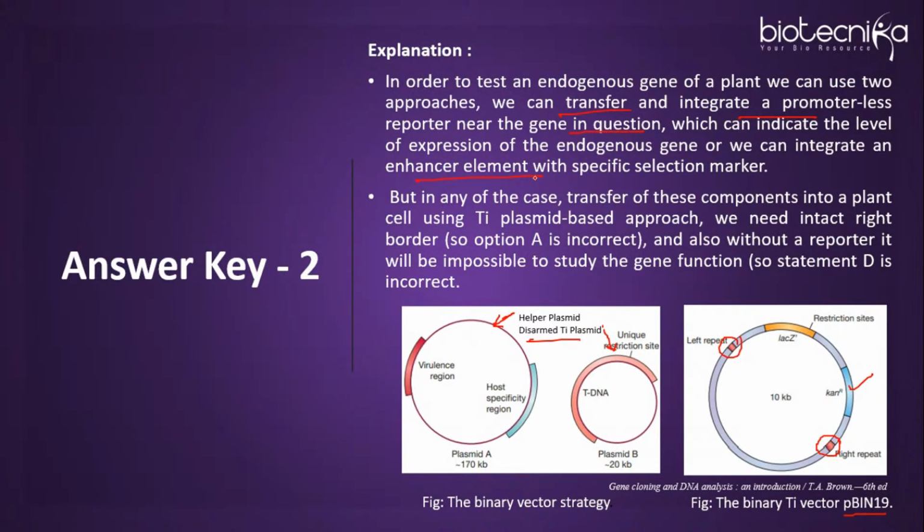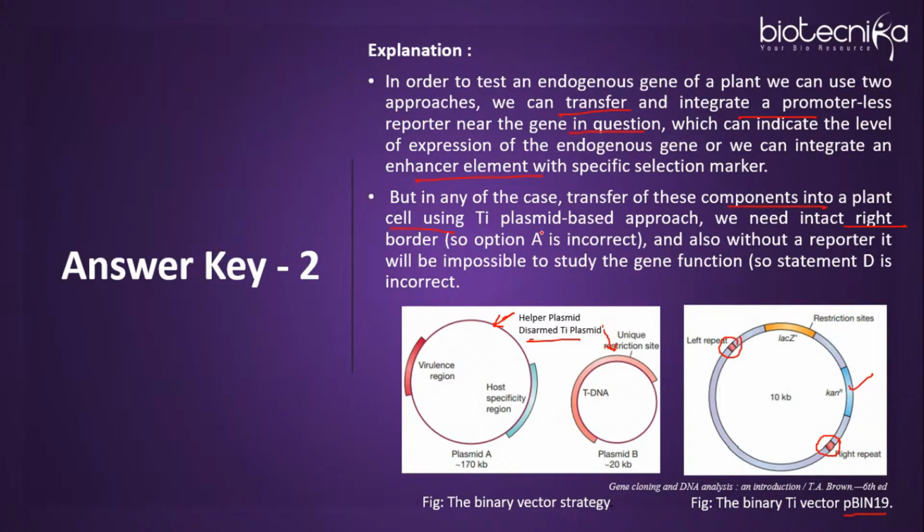But the catch here is that you need the right border. For transfer of these components into a plant cell using the Ti plasmid based approach, you need the right border. Right border sequence is necessary for transfer and integration into the plant genome. Please note this point.